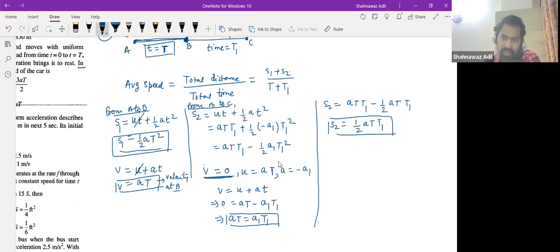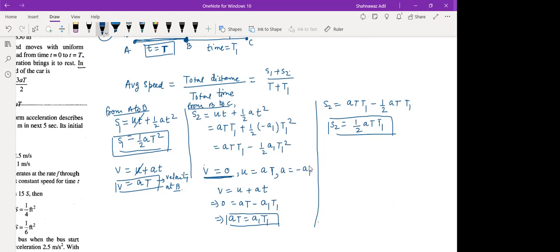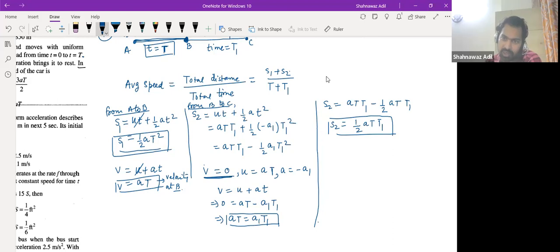Is this part clear, guys? Yes, sir. Or we could have also used this part. So v square equals u square plus 2as, so we can also use this in this part. But whatever you guys find understandable, use that.